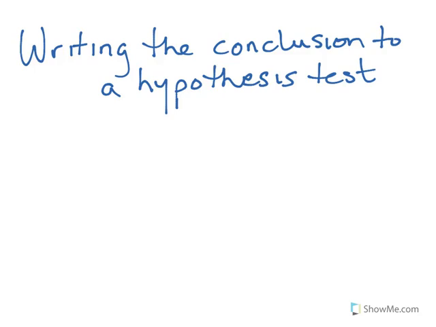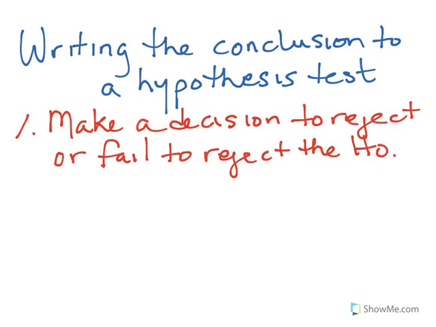We're going to work on writing the conclusion to a hypothesis test. So let's assume that you've written your hypotheses, you've calculated your test statistic, whether it's a z or t or a chi-squared, and you know its p-value. But you're still struggling with interpreting your test and writing your conclusion. Let's break down what you need to do into small, manageable steps.